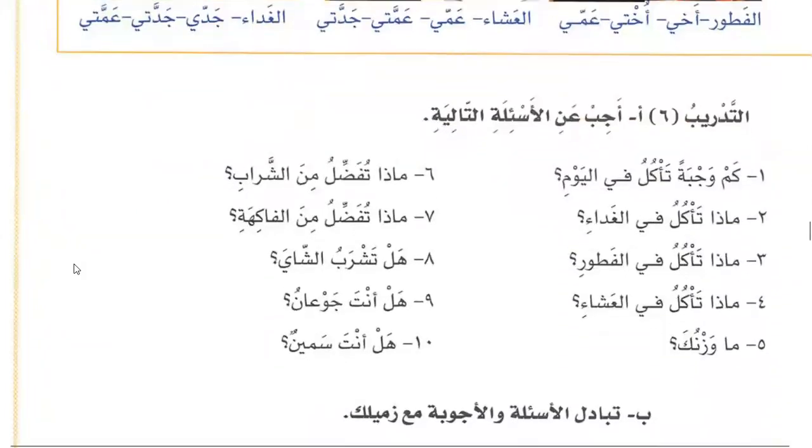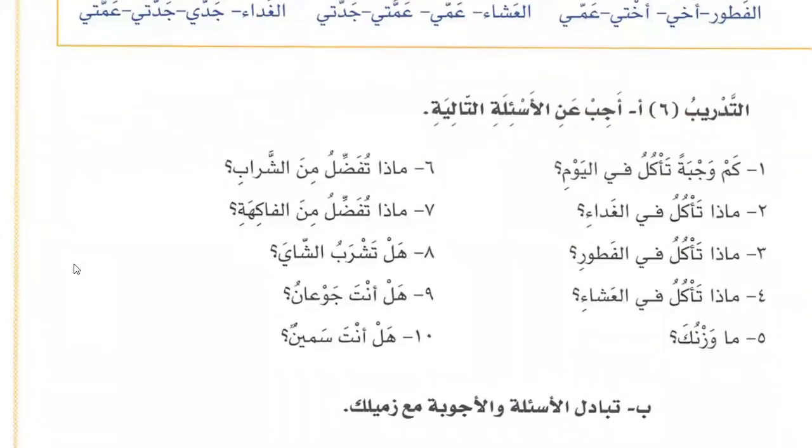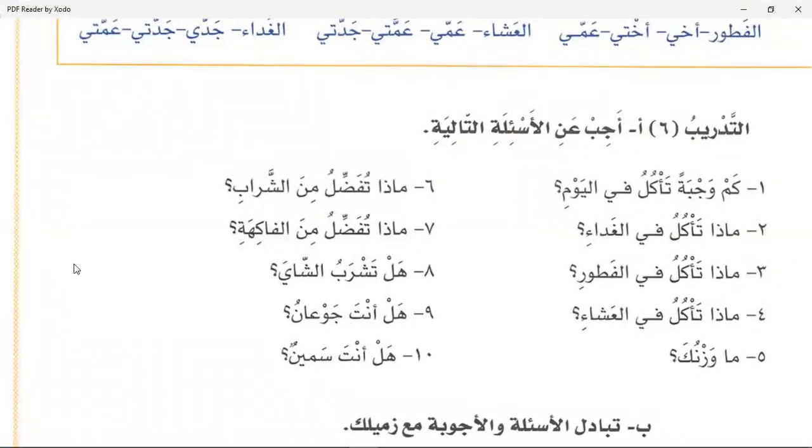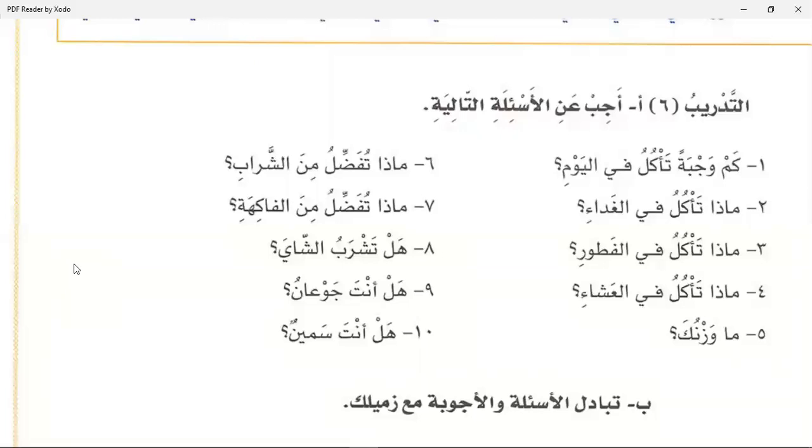Exercise six: answer the following questions. So you will write these questions in your notebook, but also you will change each question to female. So you will write in your notebook: kam wajbatan ta'kulina fil yawm. Ta'kulina. Then you will answer according to yourself. Like, if anybody eats three meals, she will say: akulu thalatha wajabatin fil yawm. Maza ta'kulina fil ghada. Maza ta'kulina fil fatur. Maza ta'kulina fil asha. Ma waznuki. So in this way you will change this question to female.